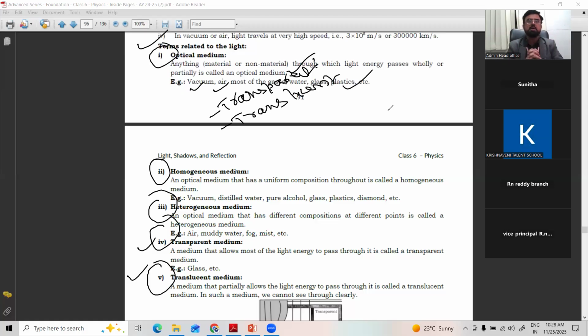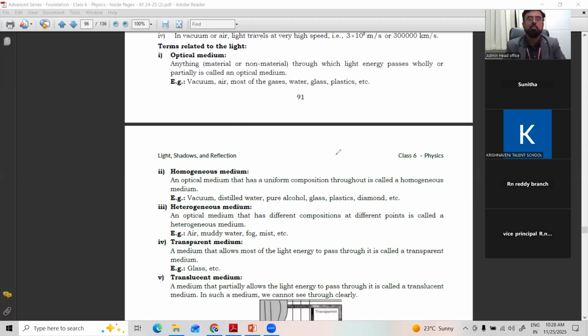Both together are called optical medium, like vacuum, air, most of the gases, water, glass, plastic, examples, etc. They are called optical medium. Clear? Right. So next, homogeneous medium.